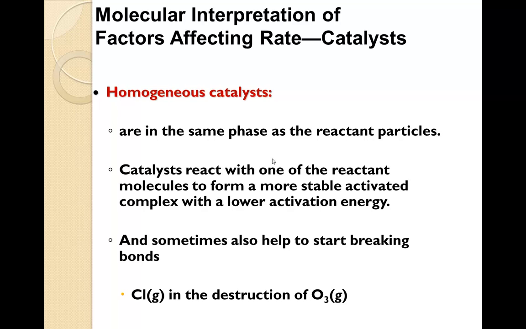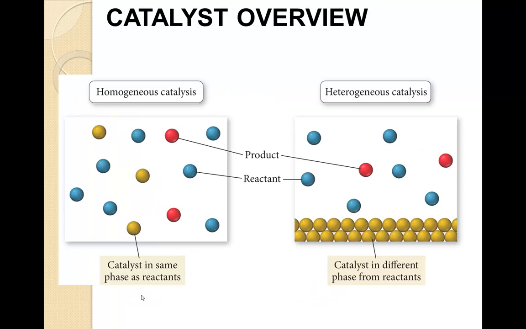Catalysts react with one of the reactant molecules to form a more stable activated complex with a lower activation energy. So remember, we had that graph with the starting point and then the activation complex and then the ending point. Well, this is if it was going on normally. If we put a catalyst in there, this complex that it makes will have a lower activation energy, making that hump a little easier to get over. Sometimes this helps with the start of the breaking of the bonds. For instance, with the ozone, O3, chlorine gas assists with the destruction of that. So homogeneous catalysts are in the same phase.